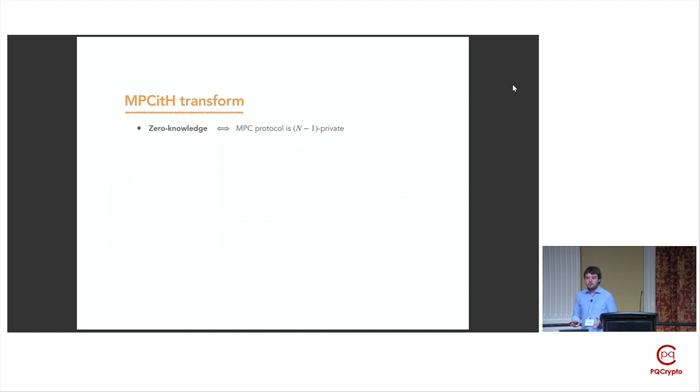To sum up the MPC-in-the-head transformation, we have our zero-knowledge property because we use an MPC protocol which is n minus 1 private. Since the verifier learns only n minus 1 parties, he learns nothing about the secret. It is sound because the probability that a prover can convince a verifier is the probability that the corrupted party remains hidden, which is 1 over n, 1 over the number of parties.